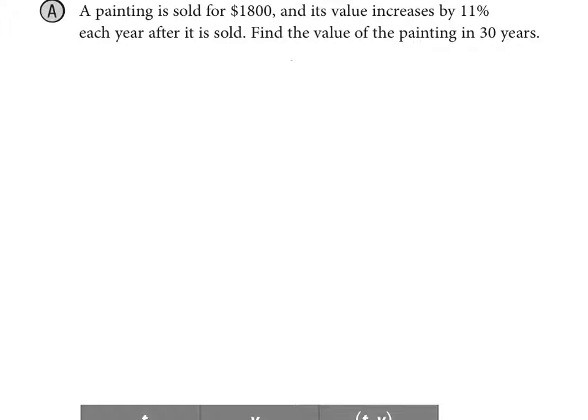So we're going to do 2 examples today. This is one of them. And the first thing we're going to do is we need to write an equation using the information they give us. So it says a painting is sold for $1,800, and that is going to be my starting value. And then it says the value increases. So that should be a key note to you that this is going to be an example of growth by 11% each year.